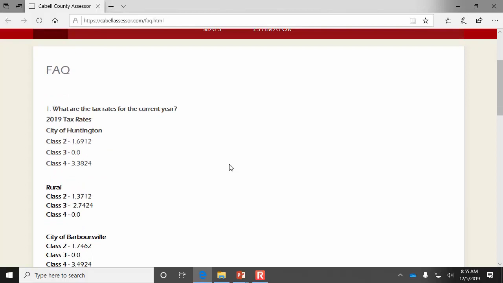Okay, so the first bullet point says the home is in a rural area and it's owner occupied. So owner occupied is class 2. If it's not owner occupied, then you have to pay more in certain places. So that means the tax rate is 1.3712.